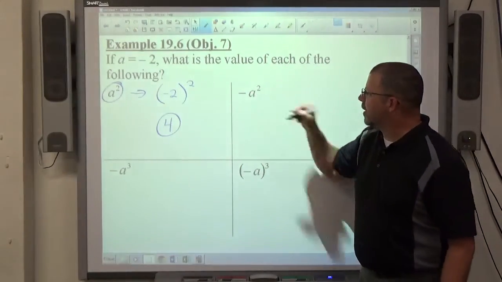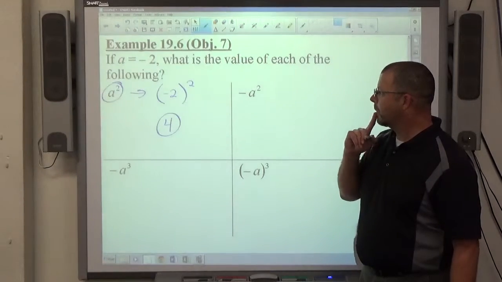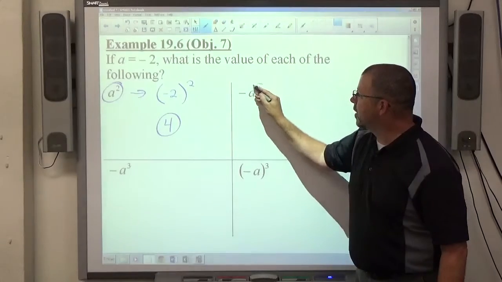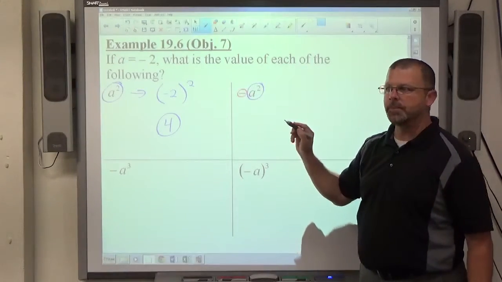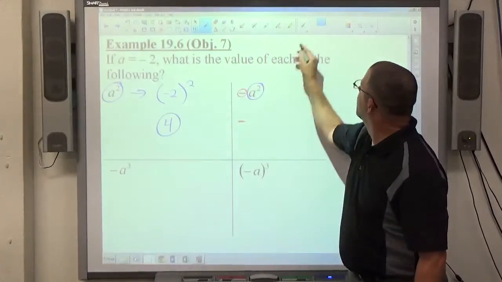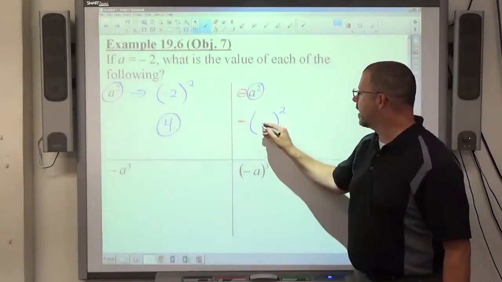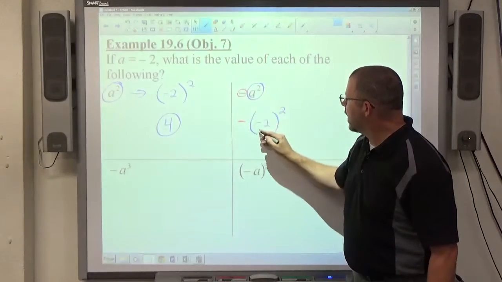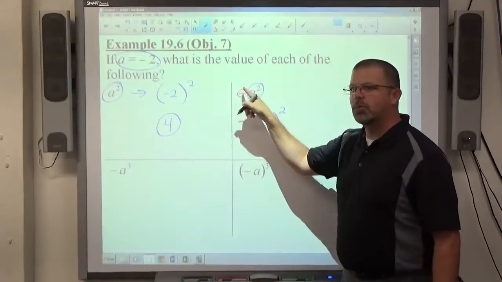Now, taking a look at this, what's being raised to the second power on the second one? Just A, right? A is being raised to the second power. The minus sign is not being raised to the second power. Now, if I were to write this out correctly, the minus sign is right here, and I'm taking A to the second power. What does A equal? Negative 2. So notice, A is equal to negative 2. This minus sign comes from the fact that that's what A equals. This other minus sign was in the problem.